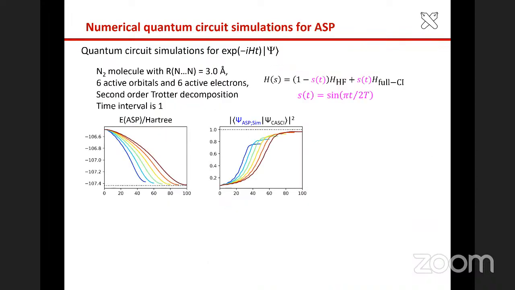And this is the result of changing the evolution time for the nitrogen molecule. If we use the evolution time to be 100, we can obtain a very accurate wave function. But if we use t equal 50, the ASP still gives a wave function having an overlap of less than 0.8.